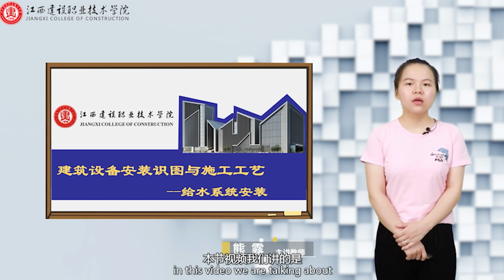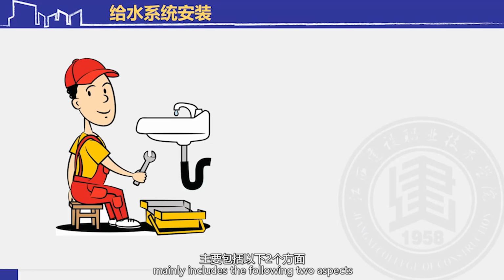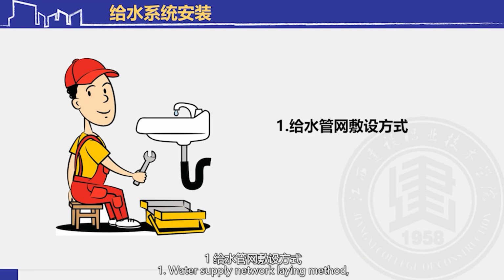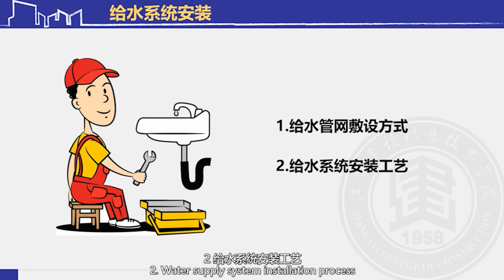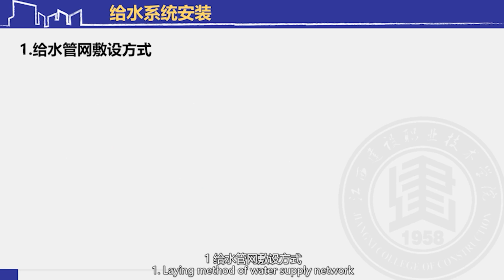In this video, we are talking about the domestic water supply system installation. It mainly includes the following two aspects. First, water supply network laying method. Second, water supply system installation process. First, laying method of water supply network.